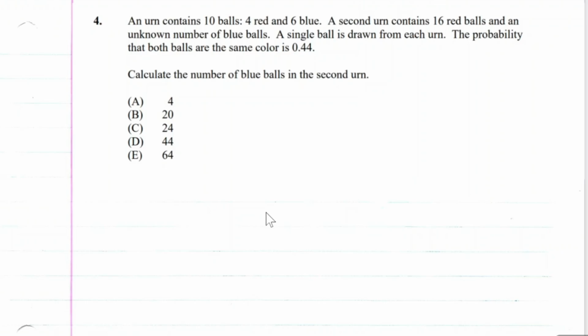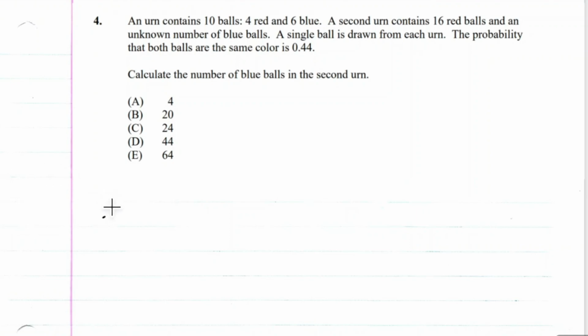Okay, so an urn contains 10 balls, 4 red and 6 blue. A second urn contains 16 red balls and an unknown number of blue balls. A single ball is drawn from each urn. The probability that both balls are the same color is 0.44. Calculate the number of blue balls in the second urn.